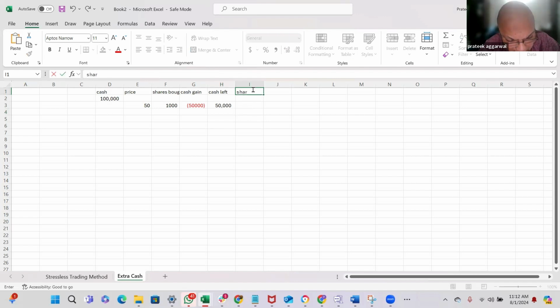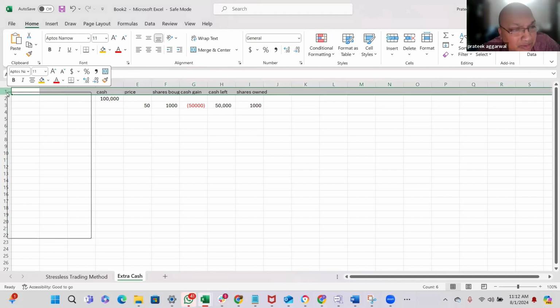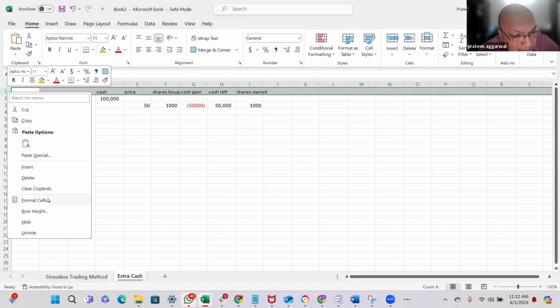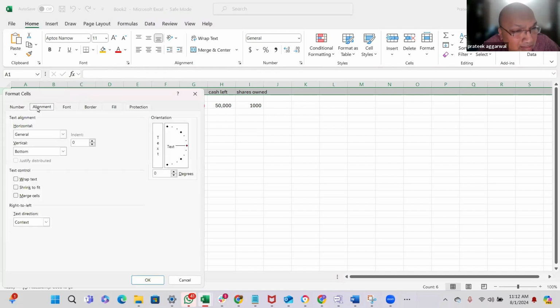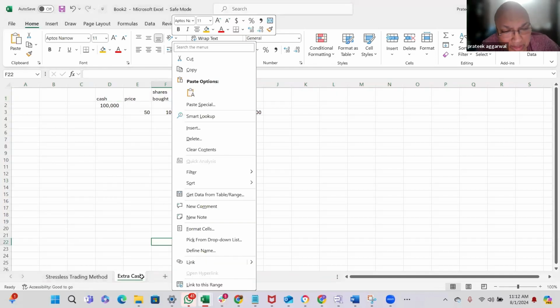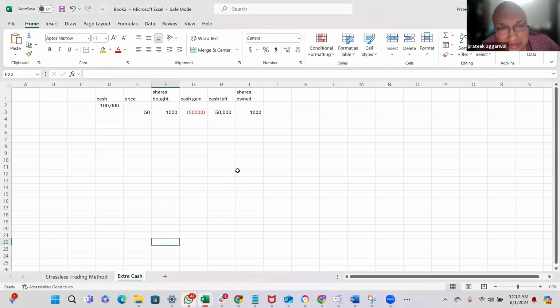Shares owned is equal to my initial buy, which is F3. So now I own 1,000 shares. And let me just get some formatting done properly for myself. Okay. So we got our columns right. And this is what's going on.